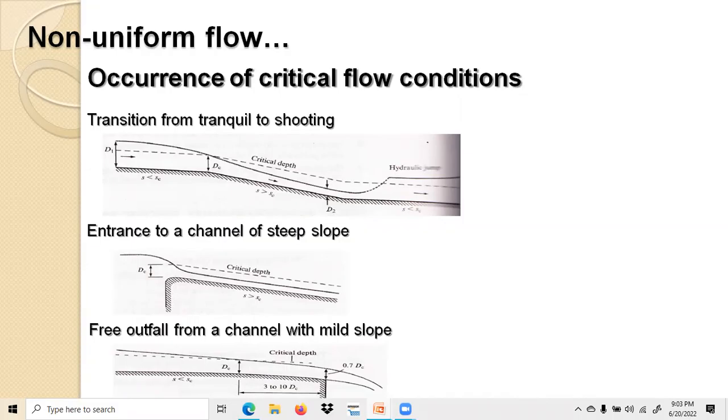But in this case, if Q is the same, and if you are considering a particular cross section for the channel, then the critical depth is the same. That's why you see that this line is drawn with the equal depth.